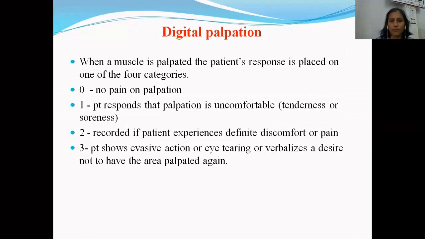Whenever you are palpating these muscles, you should also record the patient response under these 4 categories. If there is no pain on palpation, you put it under 0. If the patient responds that palpation is uncomfortable, put it as 1. If the patient experiences definite discomfort or pain, put it under 2. If the patient is having severe pain with eye tearing, then you put it under the category of 3.